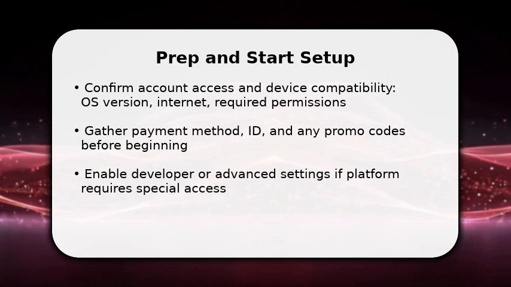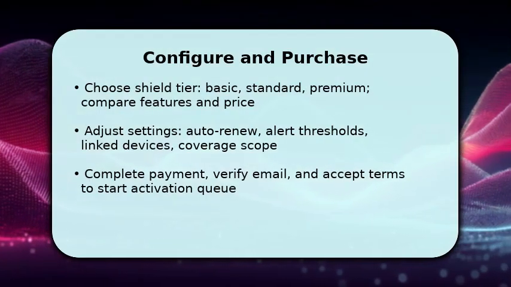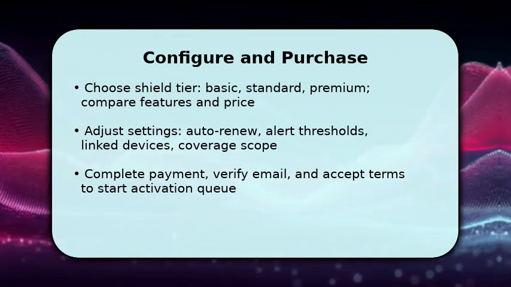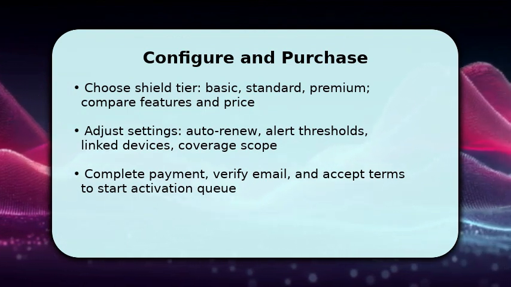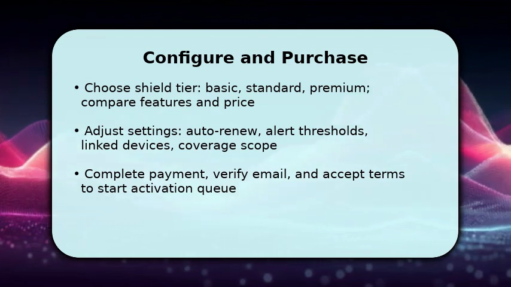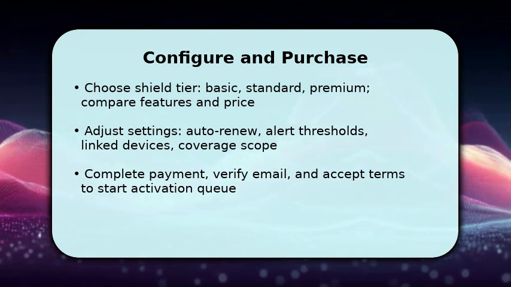You now select the right Shield tier and fine-tune options so it fits your needs and budget. Start by comparing basic versus premium features and pick one that covers your most likely risks. Once chosen, adjust auto-renew, alert thresholds, link devices, and coverage scope to avoid surprises. After setting preferences, enter payment details and confirm the purchase.